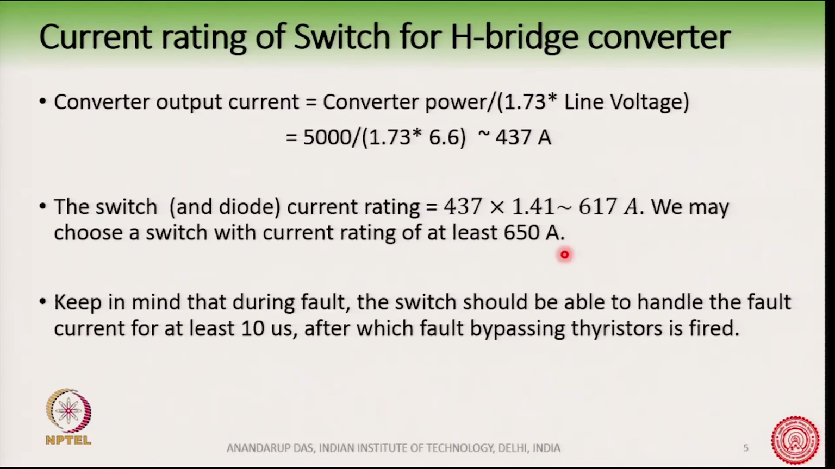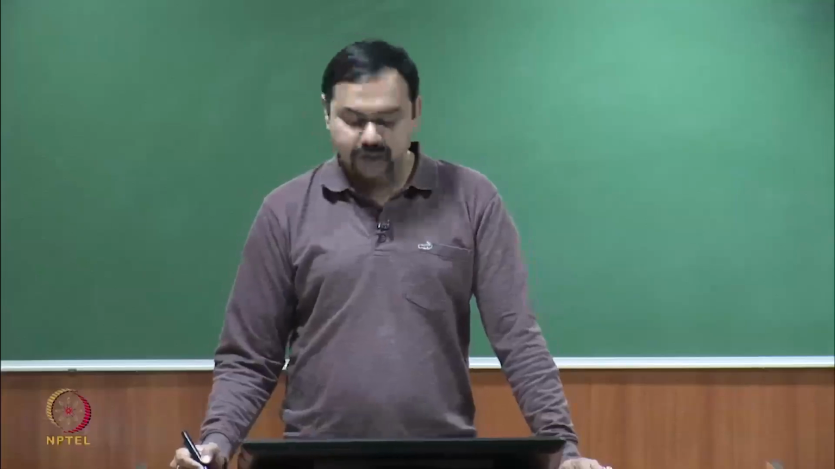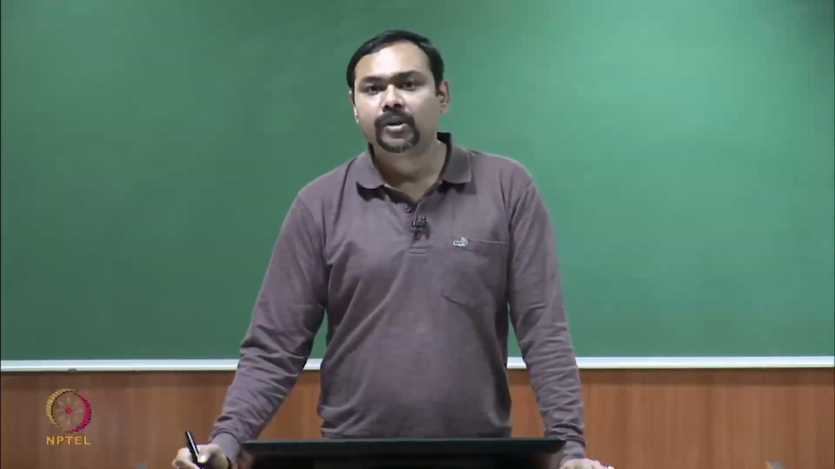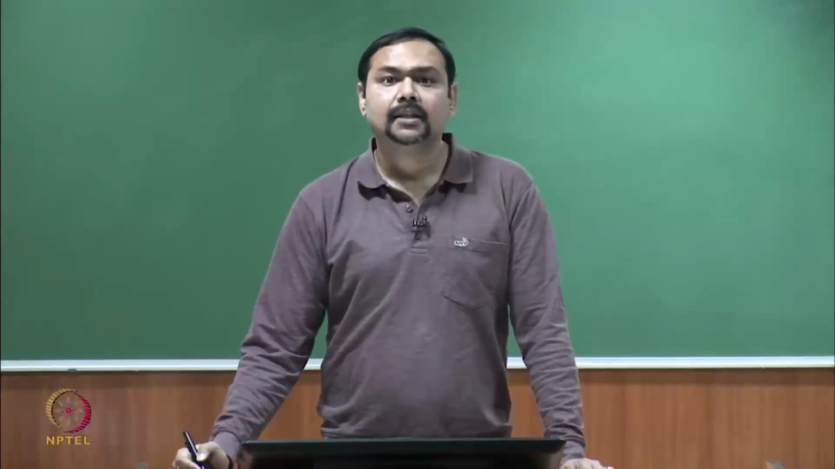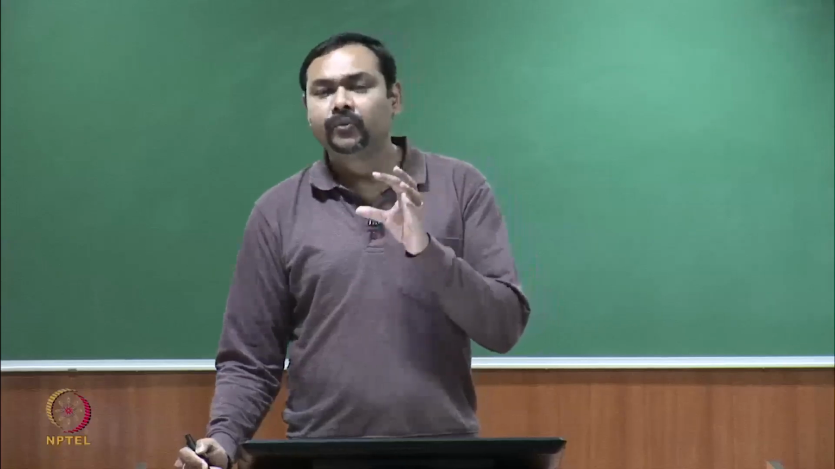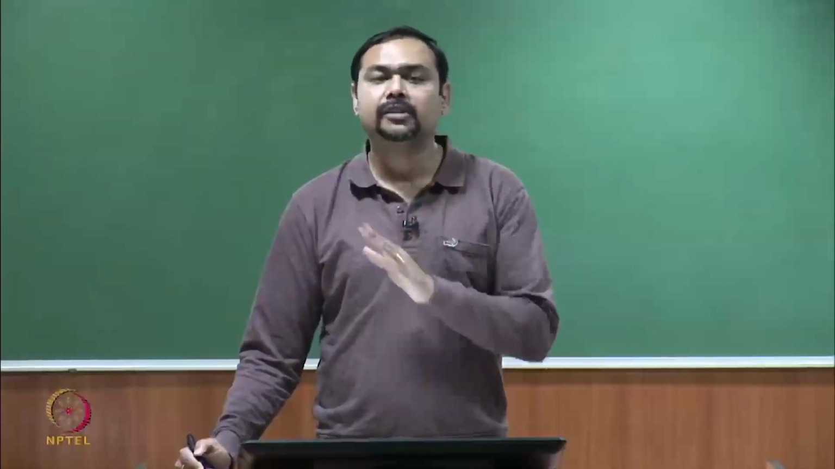Now, when you take such a switch, a diode or an IGBT, you should always see the I square T rating of such a switch. It is very important to note that during the fault, the switch should be able to handle the fault current for at least 10 microseconds or even more. Okay. So, the total energy, that is the I square T, during this time may be 10 microseconds, sometimes going up to 15 microseconds. Okay. Because 10 microsecond is the time after which the IGBTs will be shut down.